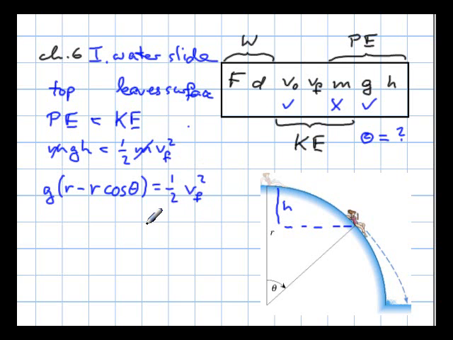Okay, in this equation here, there's a lot of stuff in here. There's the g, which we have implied. There's the r that they don't give to us, so that's an unknown. There's the theta that we're supposed to come up with, and there's the vf with which he leaves the slide, which we don't know either. So, wow, we have all these unknowns here, which means there must be more to it.